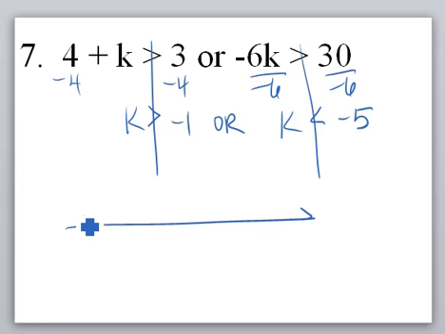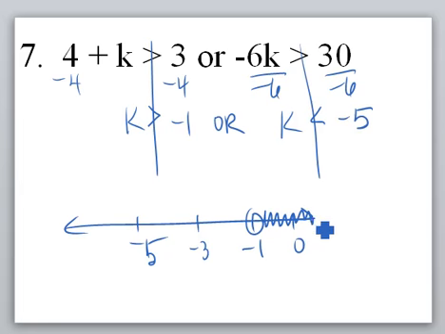Graphing the solution. I have negative 1 on my number line and, whoops, let's put negative 5 there. It's smaller than negative 1. We'll put negative 1 over here. Here's 0. There's negative 3 between them. We have an open dot on negative 1. It's greater than negative 1 or less than negative 5.